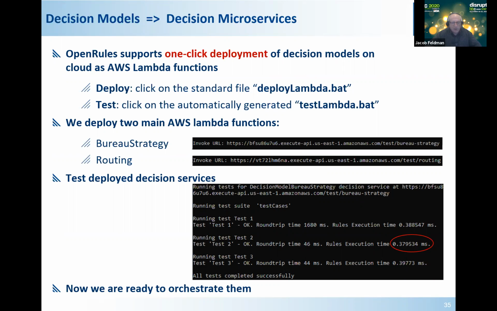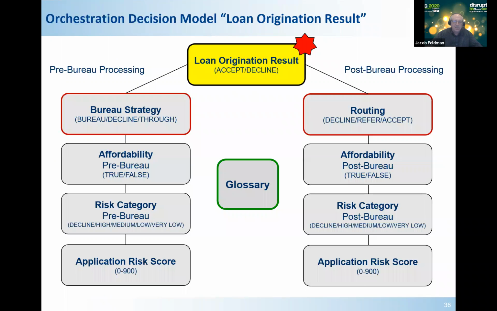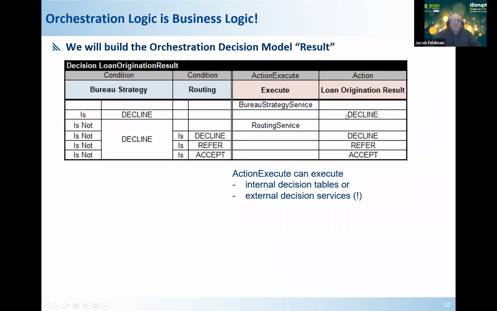Now the most interesting part: how to orchestrate these two services, Bureau Strategy and routing, to get the final loan origination result. Loan origination result depends on Bureau Strategy and routing, and this is the logic that DMN provides. And here, our orchestration logic is actually business logic. When people tell you that you have to go to a server, or you need a special business process management engine, or maybe some programming in Java, I would never recommend you to do it, because it's business logic.